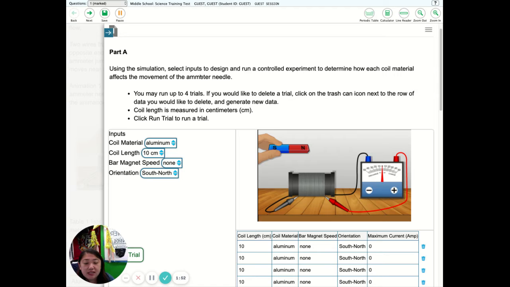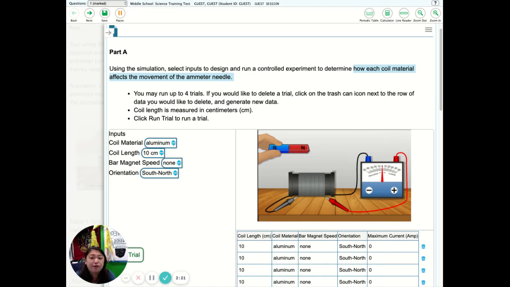So first of all, it says, select inputs to design a controlled experiment to determine how each coil material affects the movement of the ammeter needle. Again, this is your key phrase. Determine how each coil material affects the movement of the ammeter needle. So the coil material comes before the word affect. That means that it's the cause that's going to cause something else to happen. So that is the independent variable, the thing that we want to change.